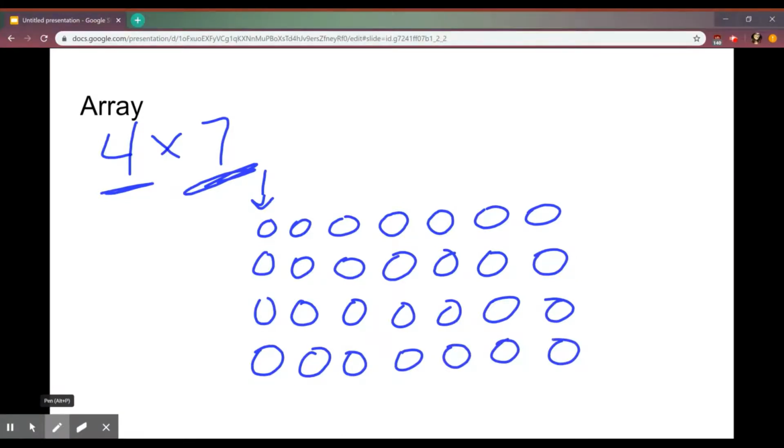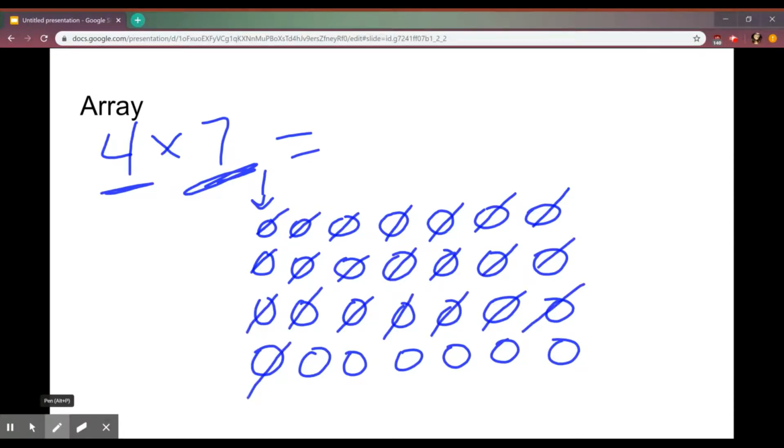And you can find the answer by counting all of these dots. 1, 2, 3, 4, 5, 6, 7, 8, 9, 10, 11, 12, 13, 14, 15, 16, 17, 18, 19, 20, 21, 22, 23, 24, 25, 26, 27, 28.